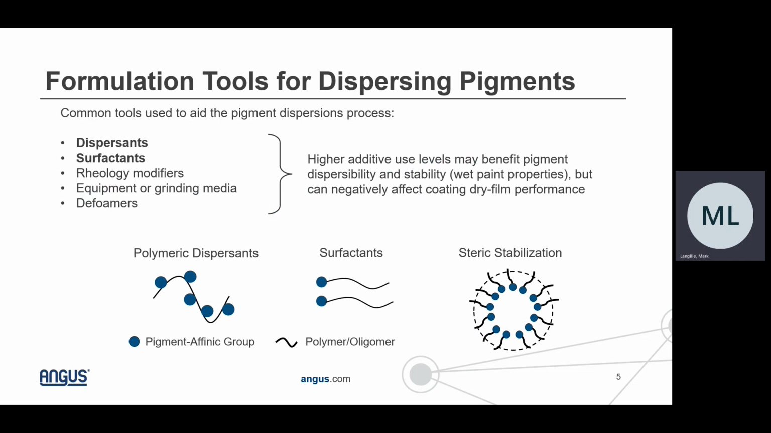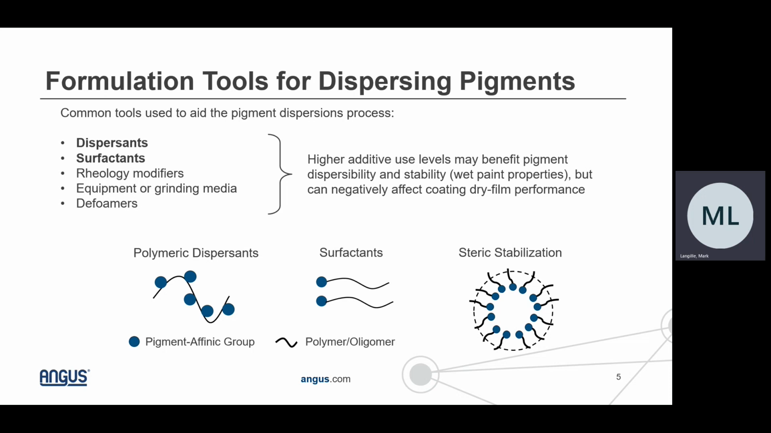Formulators have many tools at their disposal to help disperse and stabilize pigments. The most commonly used are dispersants and surfactants. And in either case, they consist of pigment affinity groups, oftentimes carboxylic acids, that will interact with pigment surfaces, and then a polymer or an oligomer portion that interacts less with the pigment surface provides a steric stabilization to prevent reagglomeration from occurring.